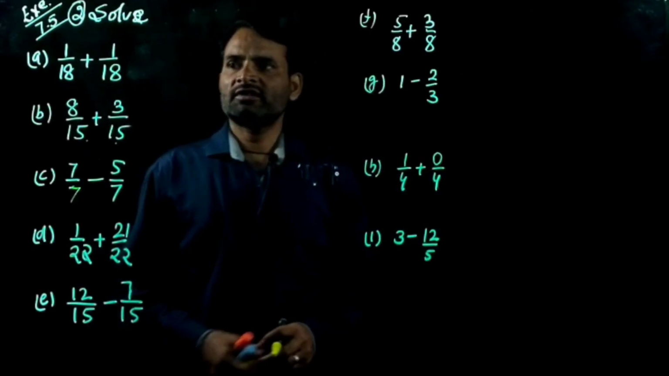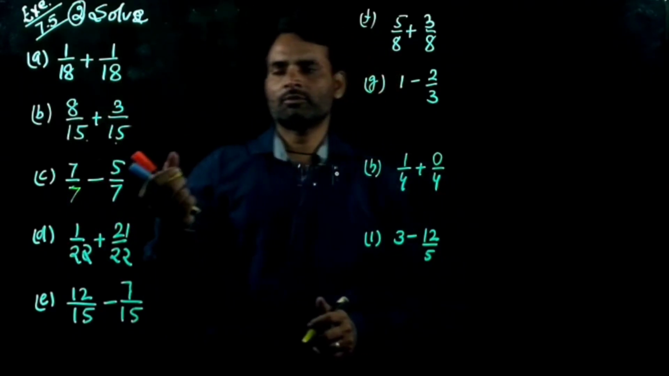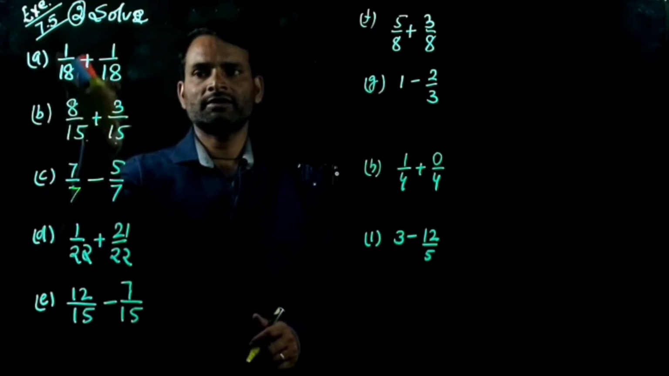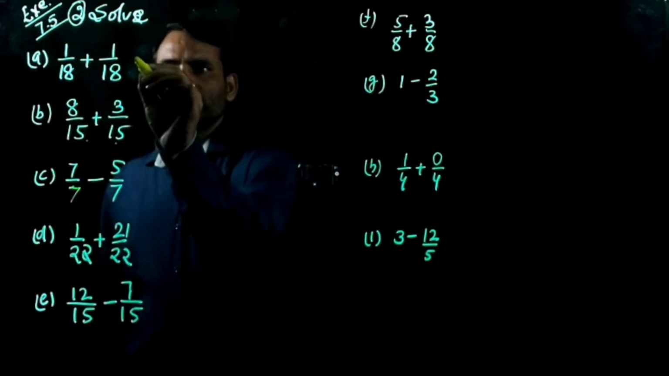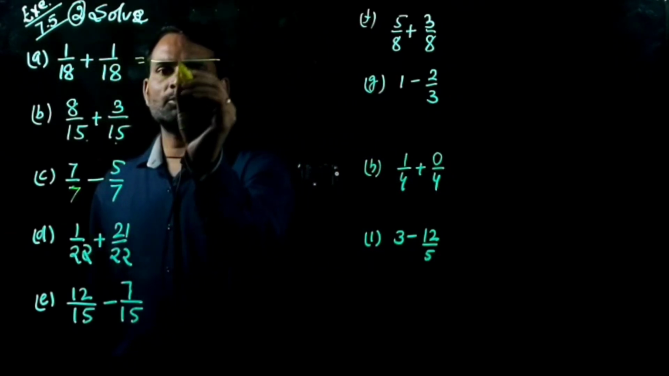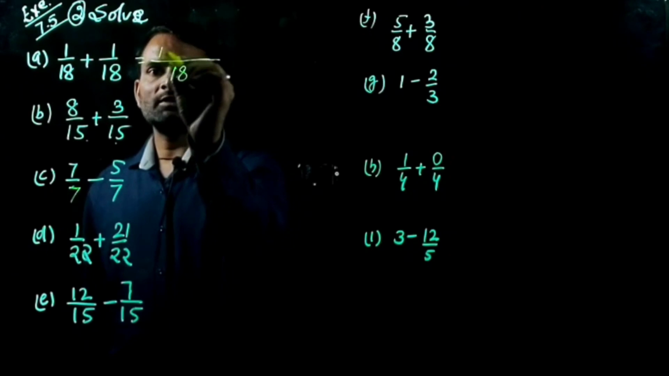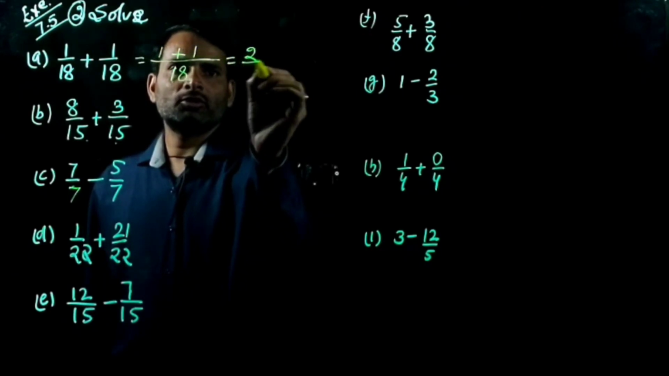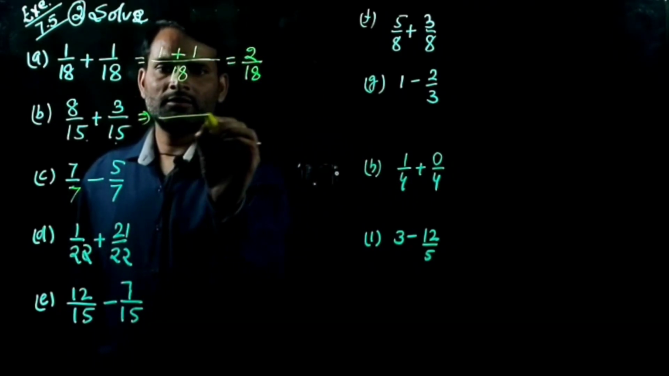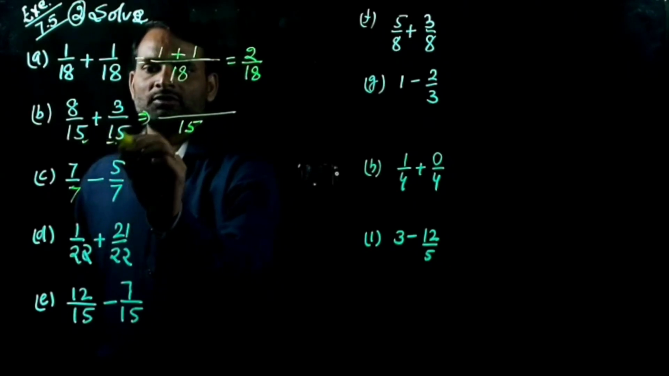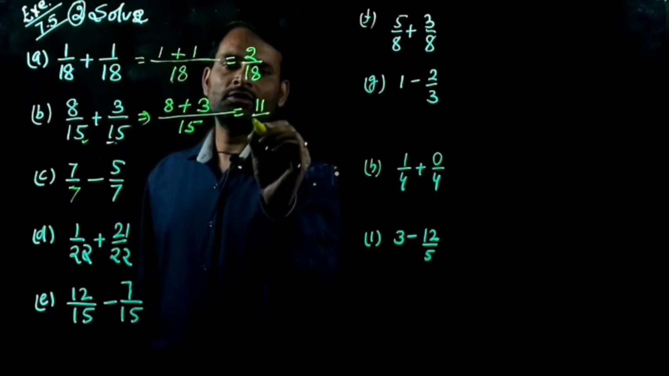Question number 2 in exercise 7.5: Solve. Solve according to the sign. If the plus sign is given, it means you add the two fractions, and if the minus sign is given, it means you solve the subtraction. The first question is 1 upon 18 and 1 upon 18. Both denominators are the same, so we write the 18 and 1 plus 1 is equal to 2 upon 18. Next, because the two denominators are the same, 8 plus 3 is equal to 11 upon 15.